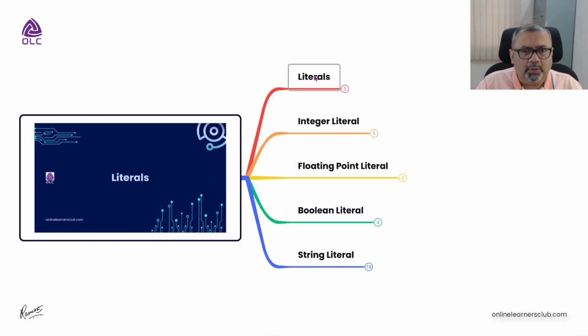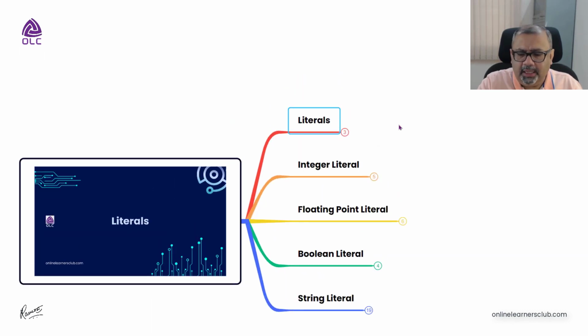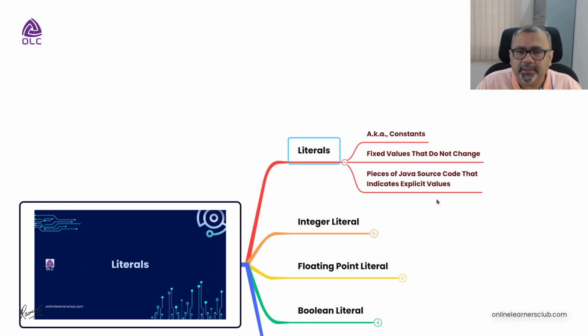We discussed an overview of literals in the earlier chapter. So now let's look at the details in this chapter. Literals are also known as constants. Whenever you want to use a fixed value in a program which does not change, a classic example could be the value of pi, 3.14 for example, or any other number of decimal places like 3.14159, whatever you want to use, for example, right?